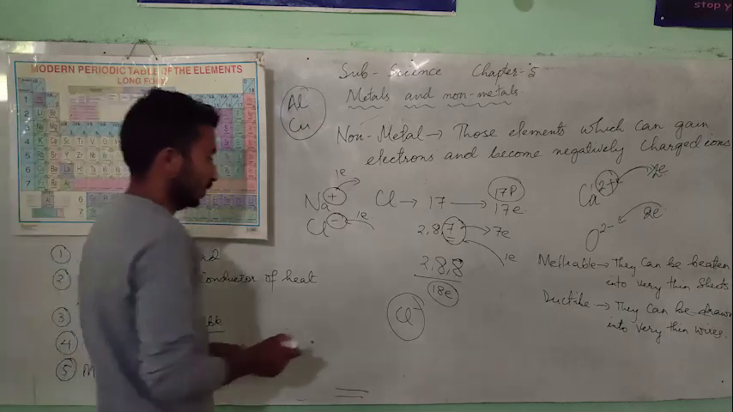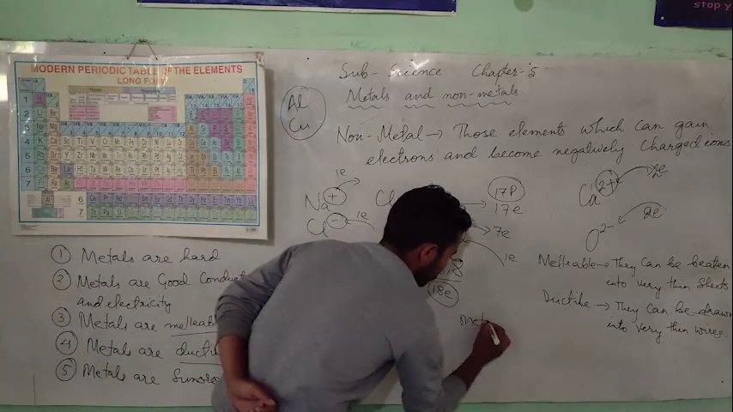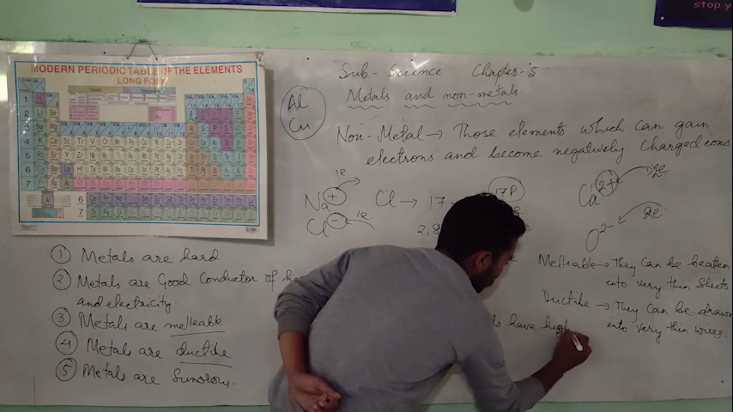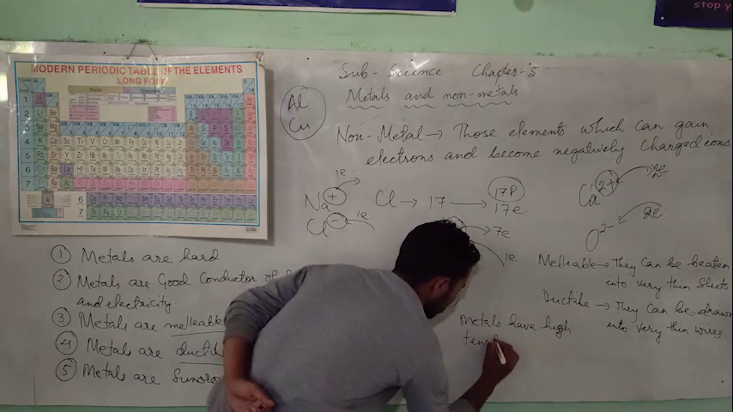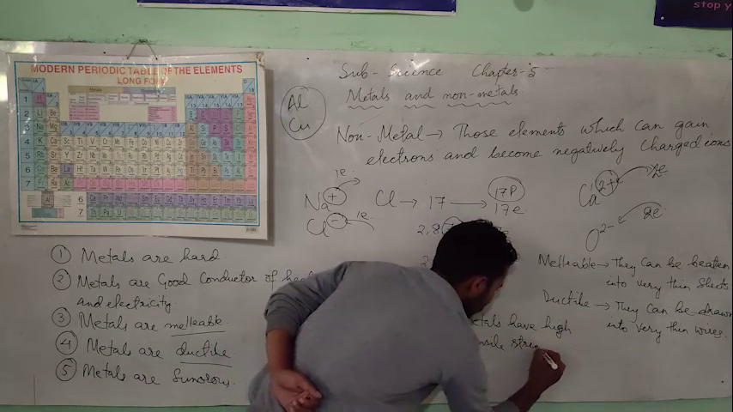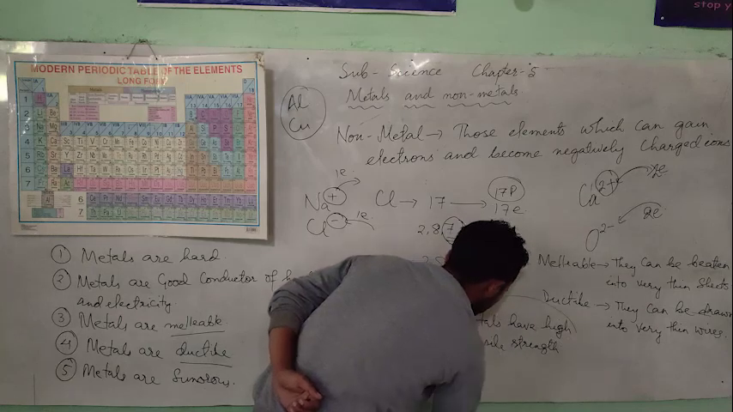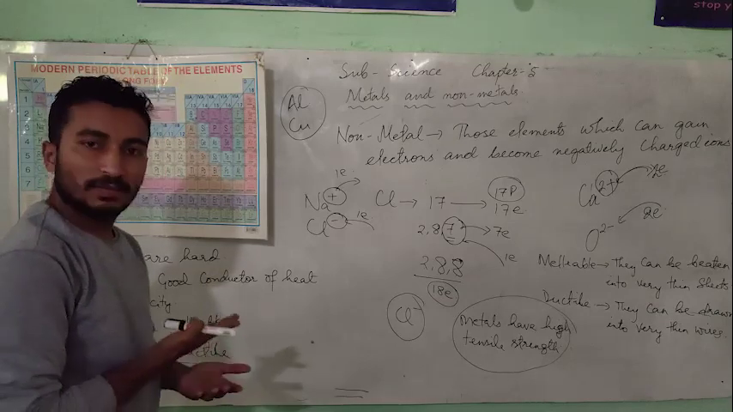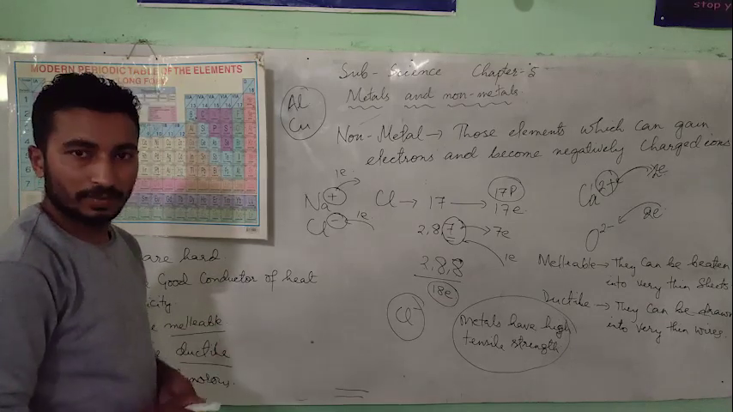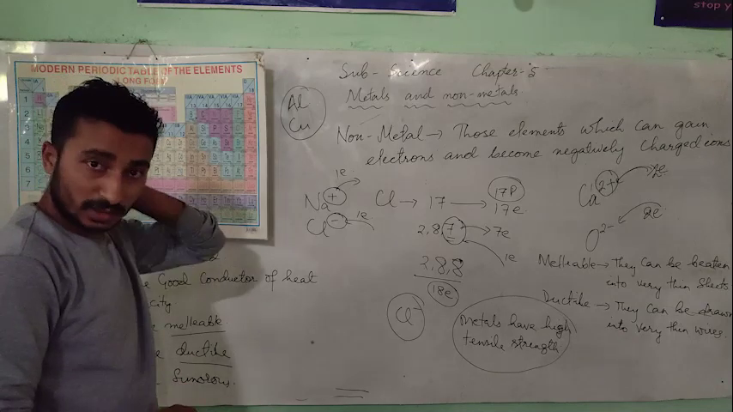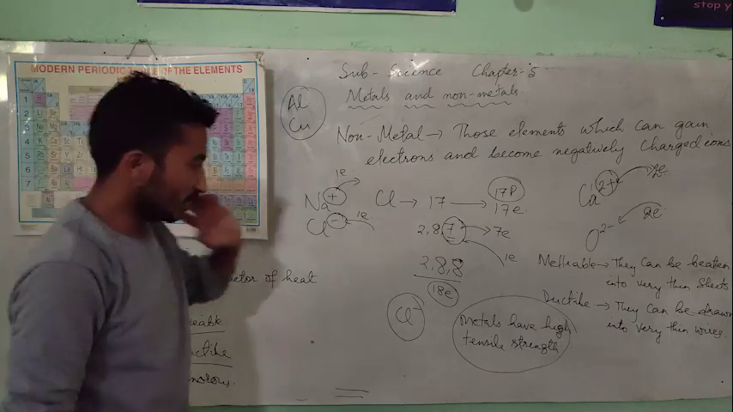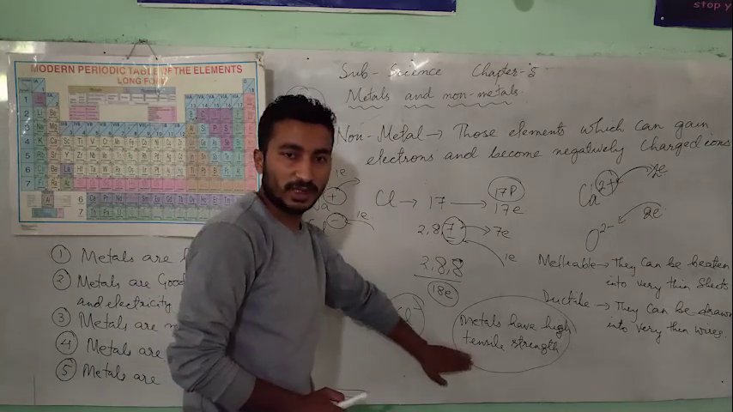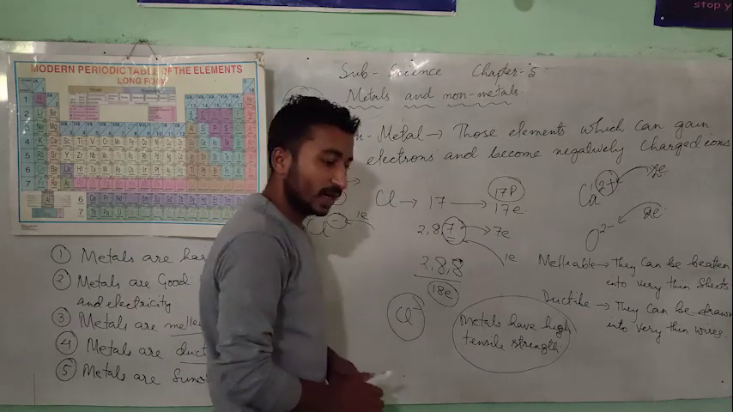And then last one, metals have high tensile strength. By this point, it means metals have high tensile strength, means metals can carry very heavy loads on them. That's why most of the vehicles which carry heavy loads, the body parts of those vehicles are made of metals. Because of this, we say metals have high tensile strength.